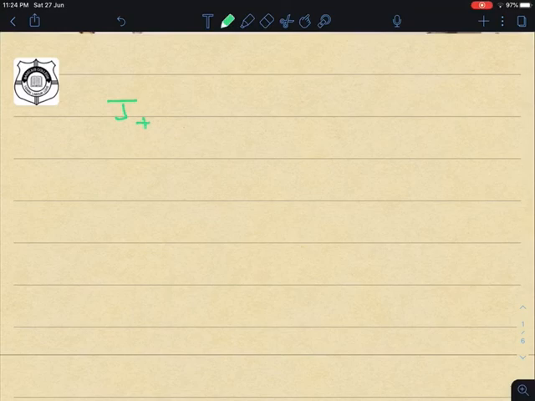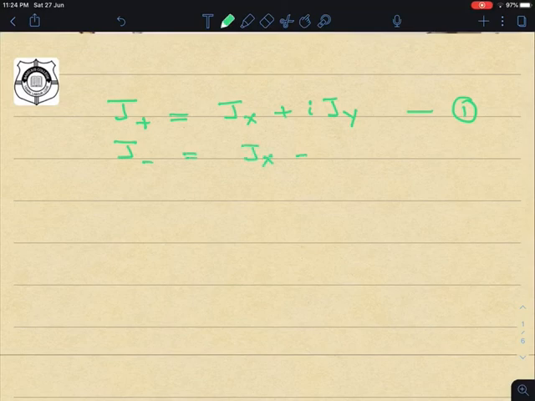As you all know, J plus is written as J plus is equal to Jx plus iJy. Let's put it as equation 1. And J minus is equal to Jx minus iJy. That's equation number 2.